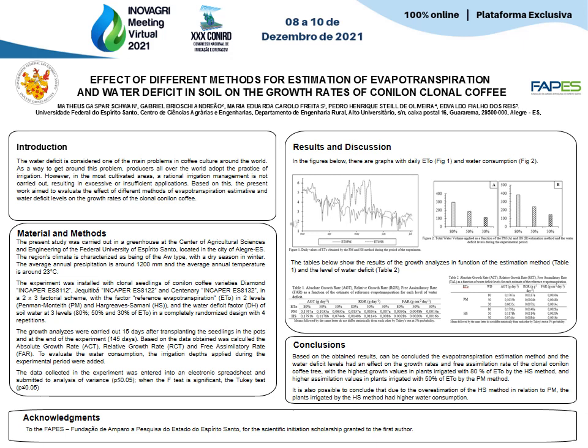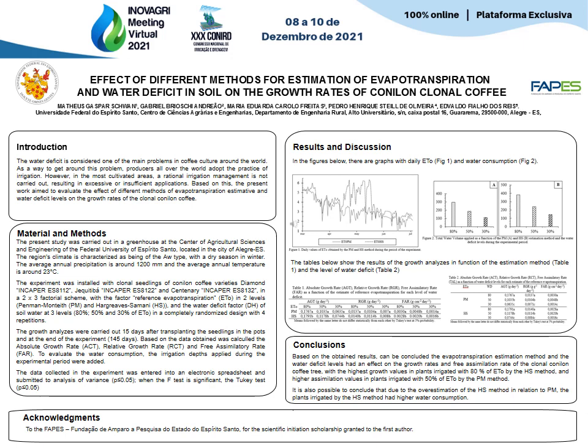Conclusions. Based on the obtained results, it can be concluded that the evapotranspiration estimation method and the water depth had an effect on the growth rates and the net assimilation rate of the clonal Conilon Coffee tree, with the highest values in plants irrigated with 80% of evapotranspiration by the HS method, and the highest assimilation values in plants irrigated with 50% of evapotranspiration by the PM method.